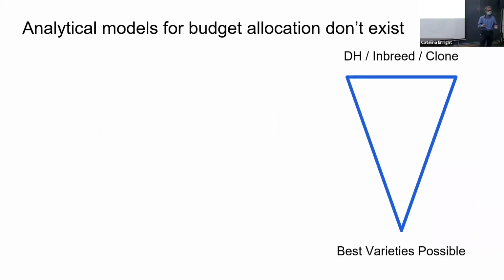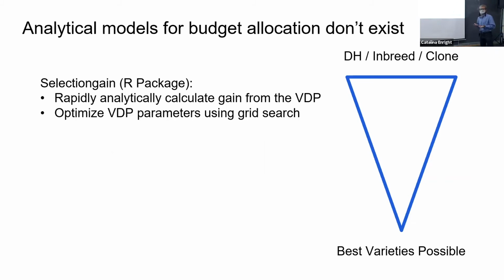So why do we need this? Why do we need some fancy optimization approach? Analytical models don't exist that I know of. So just the simple scenario, a variety development pipeline. You start out with variety candidates. You want the best varieties possible. This you can analyze more or less analytically. Decide how you want to allocate your budget to early, mid, late stage evaluations. And then in principle, you take these best varieties and you cross them to start over again.